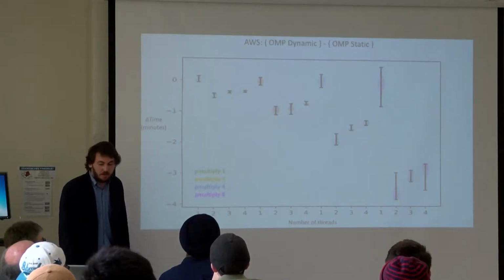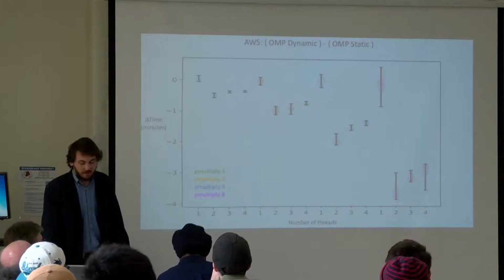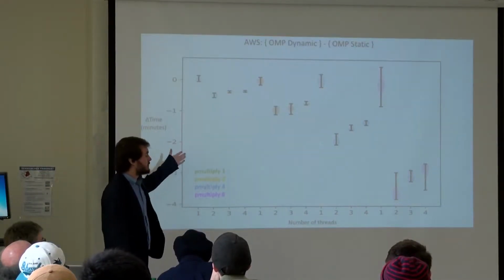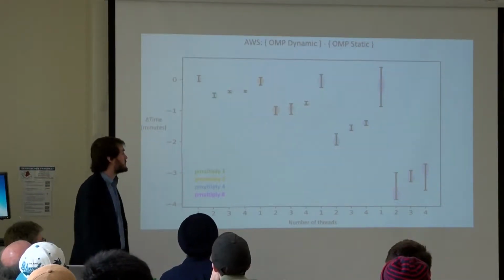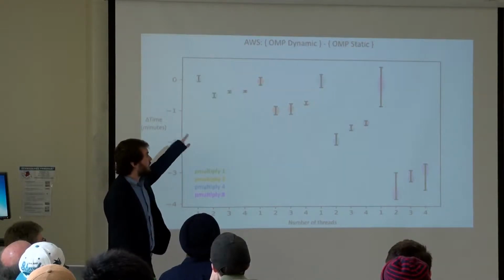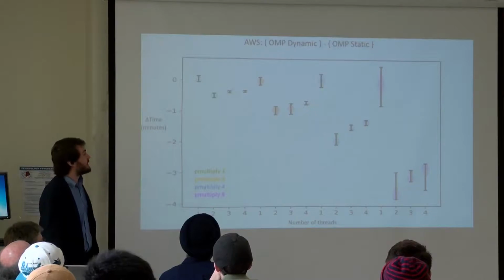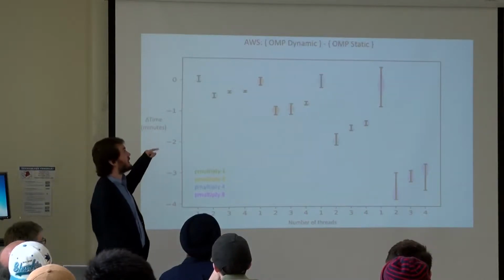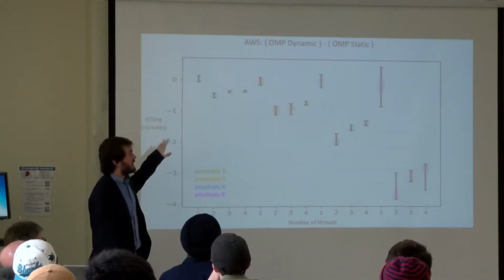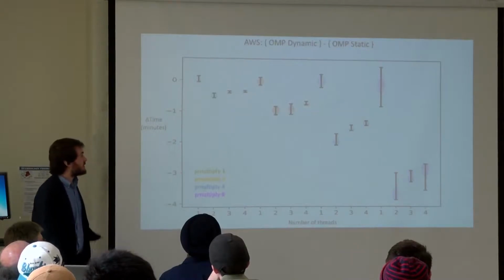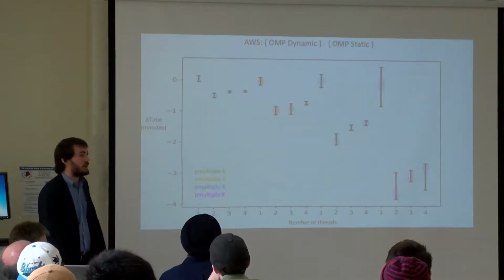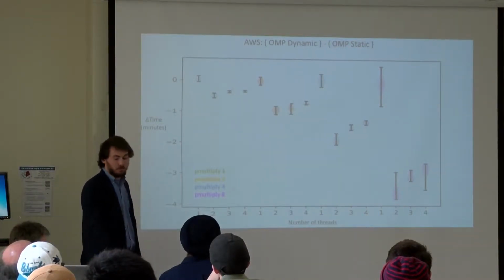So then we also have the OMP dynamic versus static. Again, with 1 thread, nothing special there. We see that static is slower in comparison to dynamic as you add more threads and more p-multiplies.